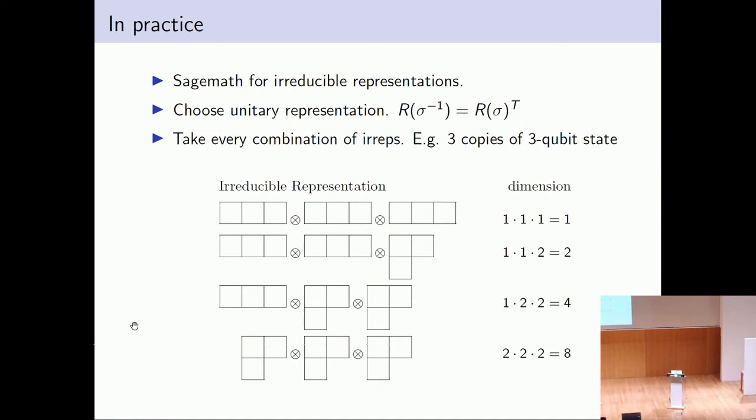So we see that the three copies of a three-qubit state, this nine-qubit Hilbert space, actually reduces to blocks of dimension 1, 2, 4, and 8, which is much, much smaller. And for those who are not so familiar with representation theory, these blocks are really partitions of the number of copies. So this means, for example, 2 plus 1 is 3. This means 3 equals 3. And then there would be 1 plus 1 plus 1 equals 3, but it's not there because we work with qubits here.